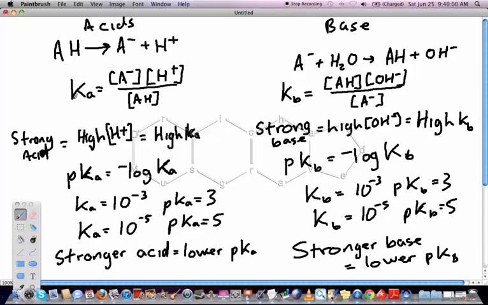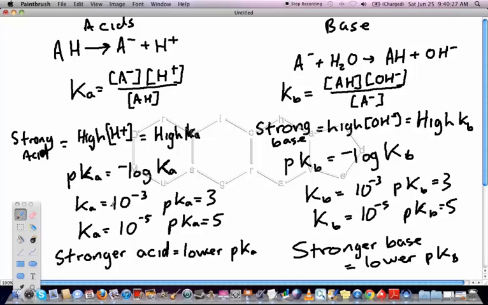The other quantity we like to talk about, though, we don't really like to talk about Ka that much. We like more to talk about pKa. And pKa is the negative log of the Ka. Now the relationship between pKa and Ka is as follows. Let's say we had a Ka of 10 to the negative 3 and another one that had a Ka of 10 to the negative 5. The pKa would be 3. That would be the negative log of the Ka.